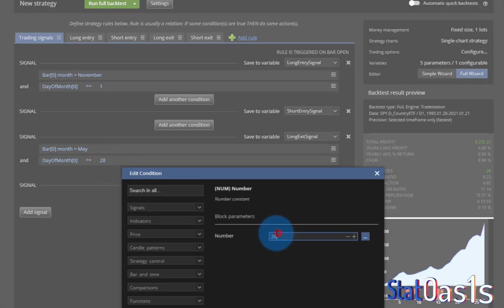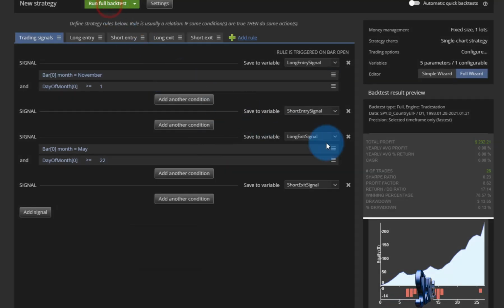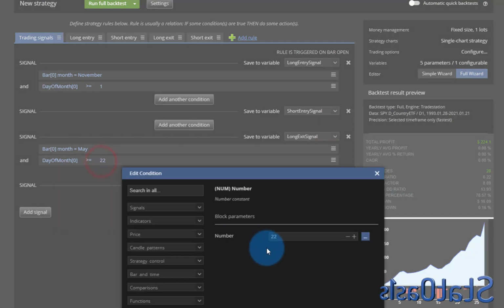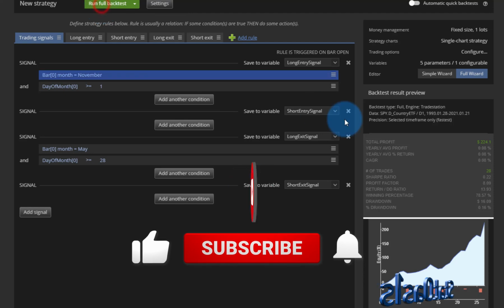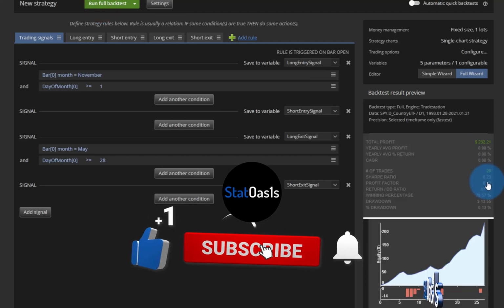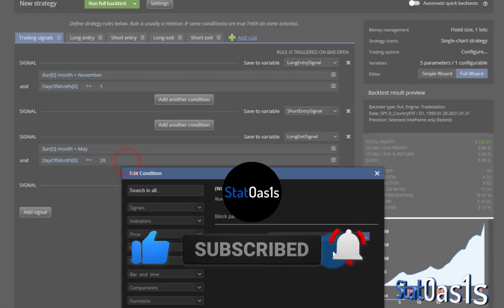So let's do 25th. So we know for sure, let's see, 22. We know for sure it's not going to skip any trade. So you see now this is 28 trades. And if I do 28, still 28 trades. Didn't skip.